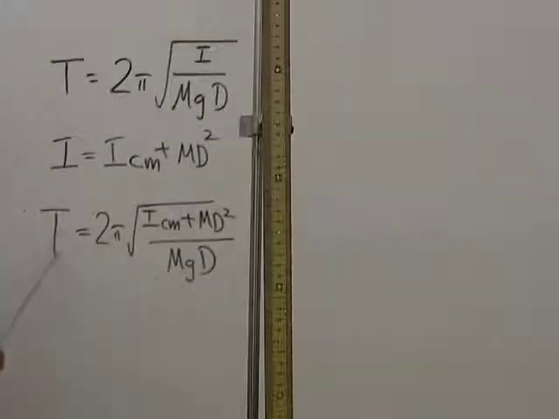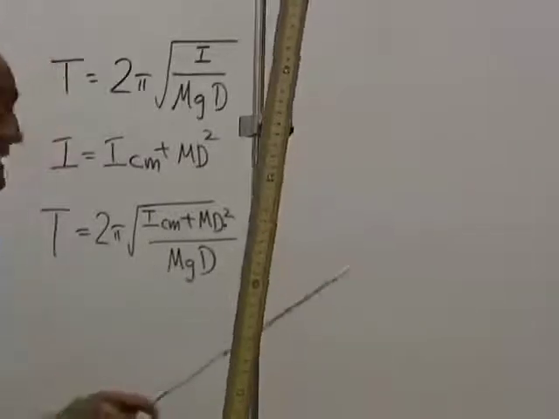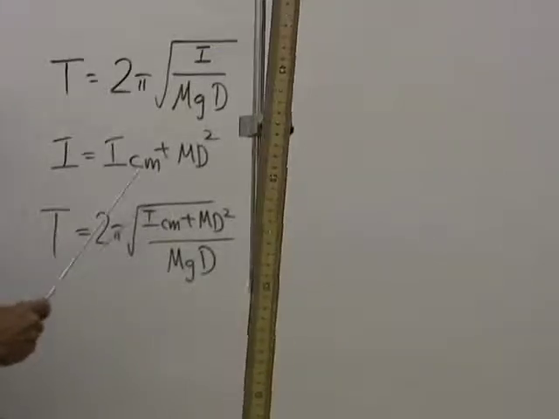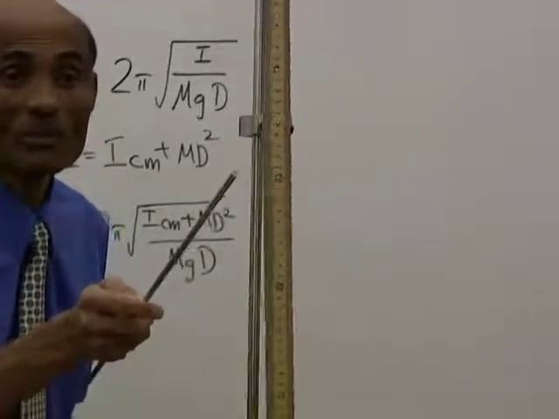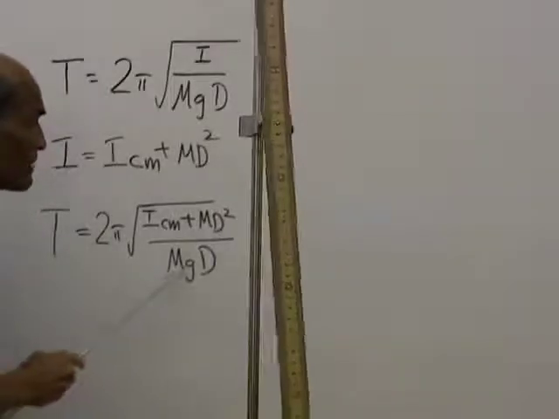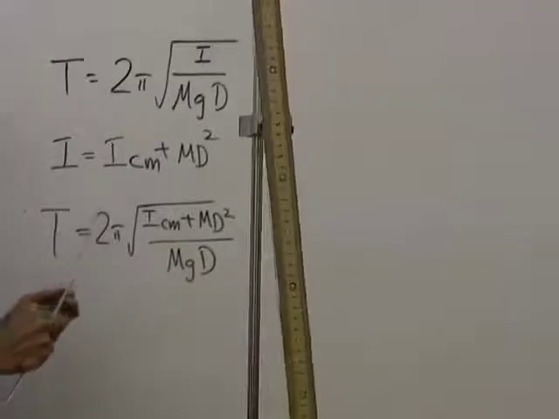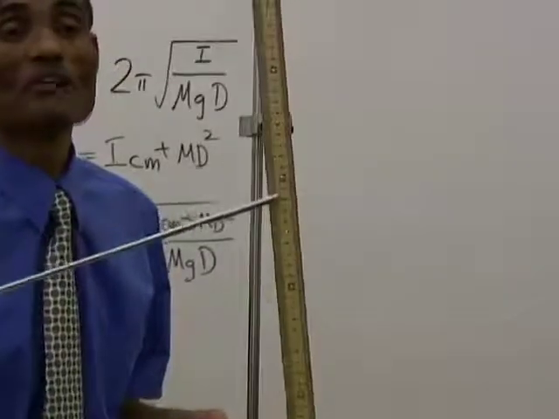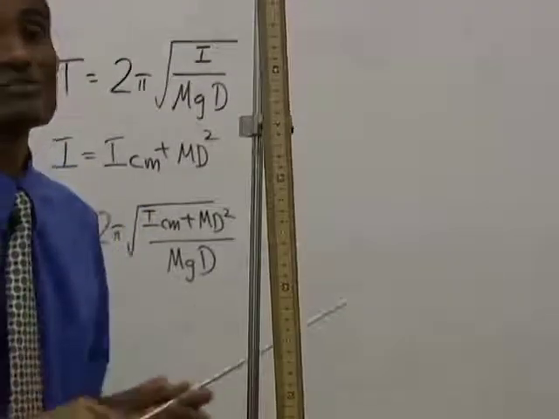We now have the equation: the period of a physical pendulum like this is 2 pi square root of I center of mass, which stands for the moment of inertia of the meter ruler about an axis through its center of mass, plus md squared, over mgd. Now, here d is the variable. We are going to change d. The first value of d is 5 centimeter, then we go to 10, 15, 20, and so on.